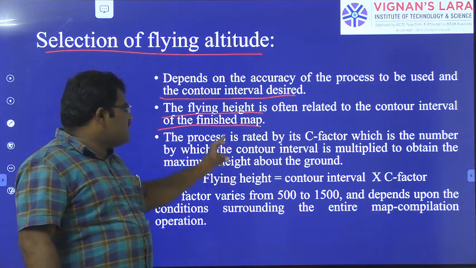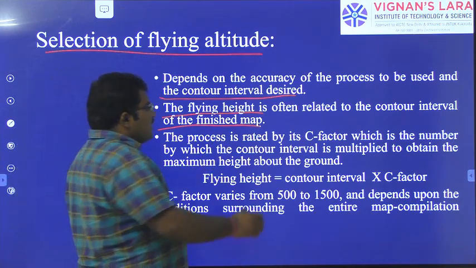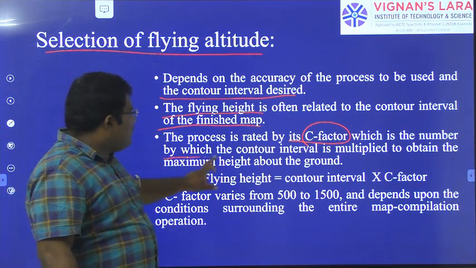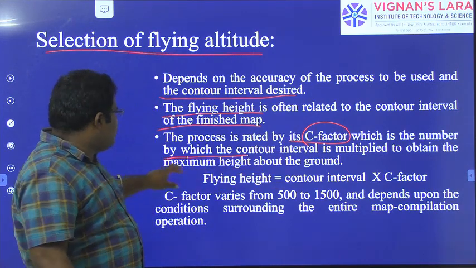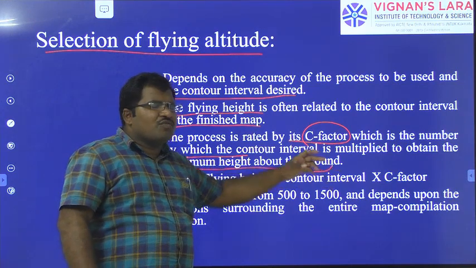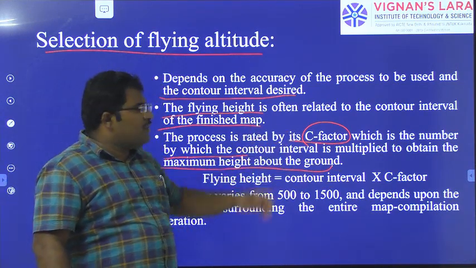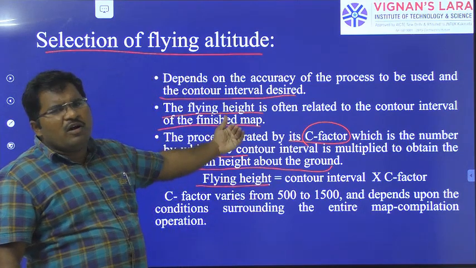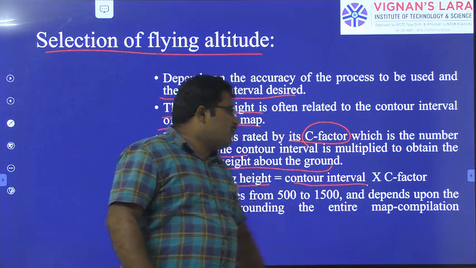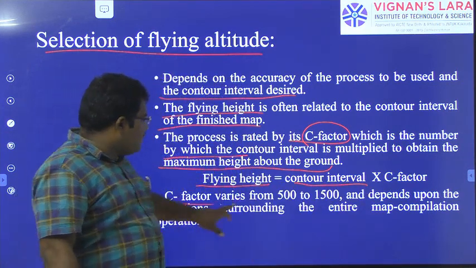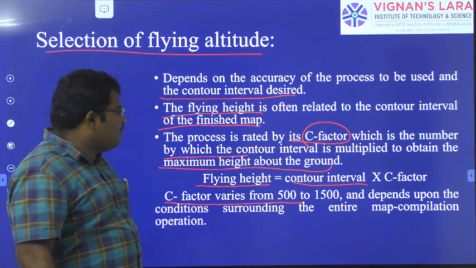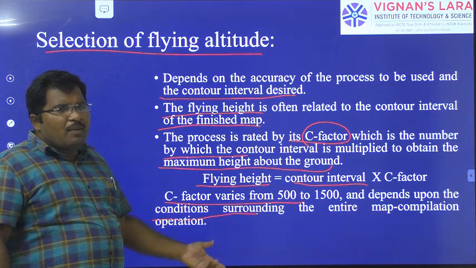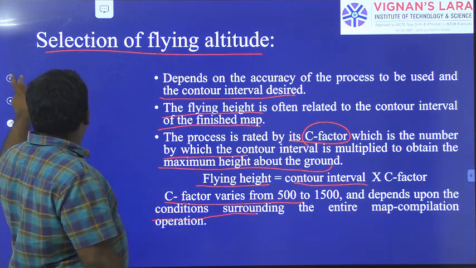So the process is rated by its C factor. This process is mainly based on the C factor, which is the number by which the contour interval is multiplied, with the maximum height above the ground. From the ground, the maximum height we are going to decide is based on the C factor. So flying height is equal to the contour interval multiplied by the C factor. The C factor varies from 500 to 1500 and depends upon the conditions surrounding the entire map and compilation operation. Based on this we are going to determine the flying height.